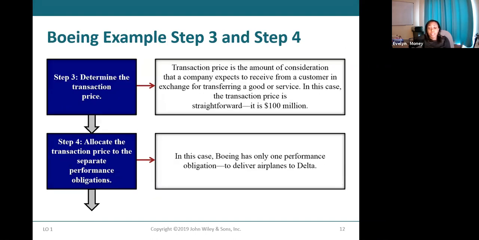So because there's only one performance obligation, we can collapse steps 3 and 4 into one. In step 3, we determine the transaction price. We said this was going to be for $100 million, so that was pretty straightforward. But because there's only one performance obligation, we don't have to do the allocation. It's still the $100 million. All Boeing has to do is deliver the airplanes to Delta.